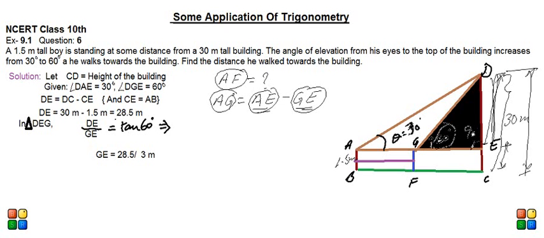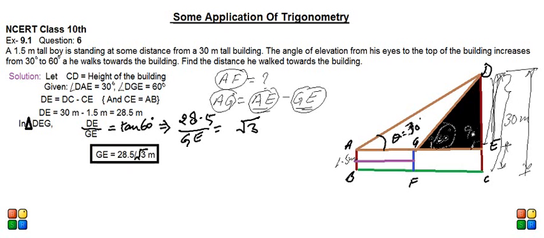Now if I substitute the value of DE, which I have already calculated as 28.5, and GE, which I have to calculate, and the value of tan 60 is root 3, which we know from the ratio table, right? So we can easily get GE is equal to 28.5 upon root 3 meters. So this is the GE value that we got.